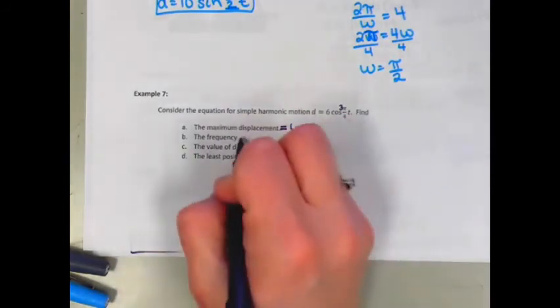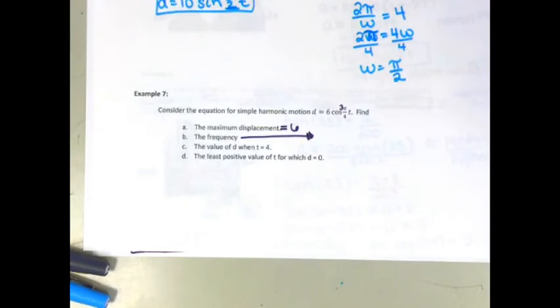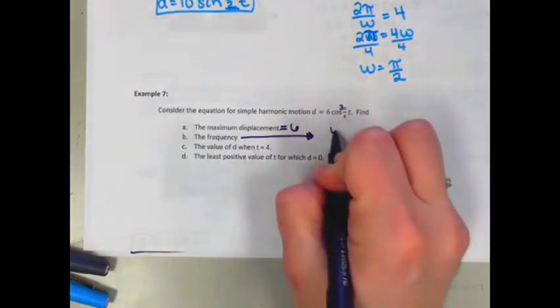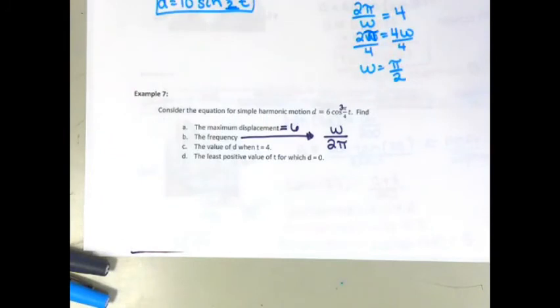The frequency. How do we calculate frequency? It is w over 2 pi, right? Because period is 2 pi over w, the frequency is w over 2 pi, right? Well, what's my w in this problem?